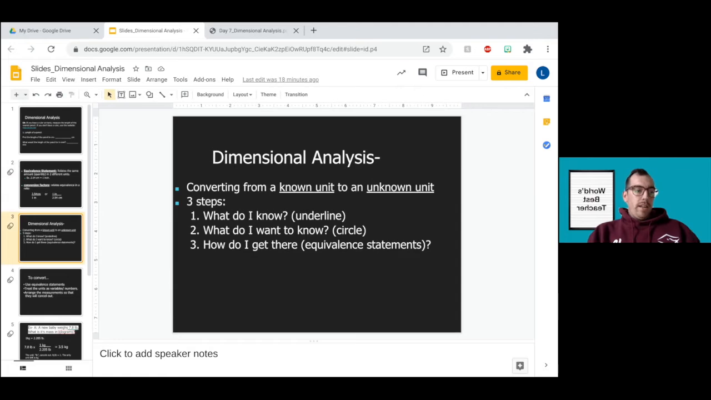When we do a dimensional analysis, we're going to convert from a known unit to our unknown unit. We have something measured and we want to change that unit to something that we don't know, to get it in a new context. So we're going to determine what we do know, determine what we don't know, and then use our equivalent statements and conversion factors to get from point A to point B.